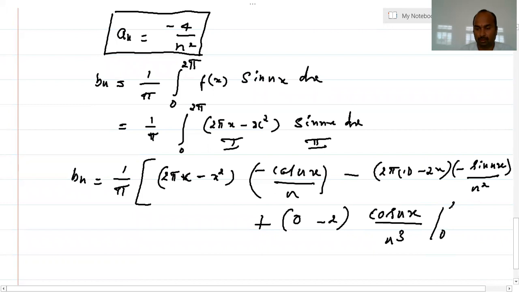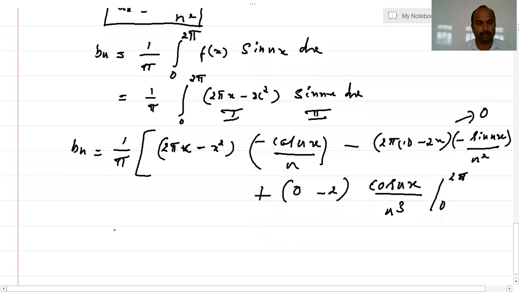The limits are 0 to 2 pi. Again this term is 0 because of sin nx: upper limit sin 2n pi is 0, lower limit sin 0 is 0. Now here, this term will also become 0. You can see this term will also be 0. Why is it 0? If we substitute the upper limit, this becomes 4 pi square, minus 2 into 2 pi, 4 pi square, so this will be 0. And similarly if you substitute 0 it also becomes 0. We only have to substitute the limits for the third term.